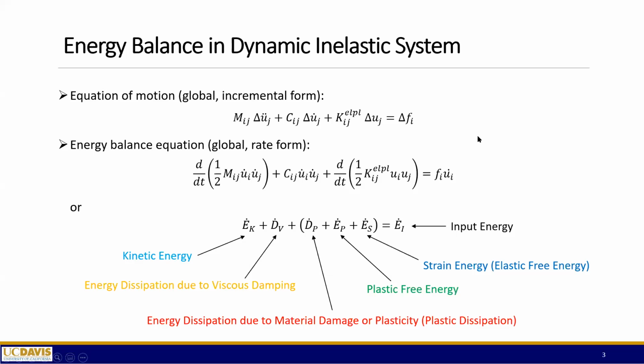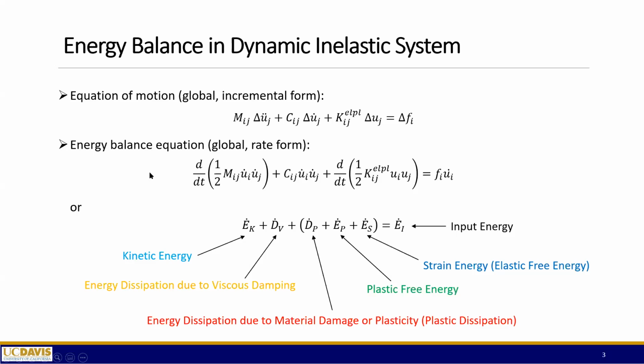So again, we're going to start from the energy balance in a dynamic inelastic system. We've been using this for the solids and also the structural elements, and now we're going to use the same thing for the interface elements, just to keep it consistent for the whole system. So we'll again start from the equation of motion in its global incremental form. So this is the equation of motion here, and then from there we can derive the energy balance equation here, the global rate form of the energy balance equation.